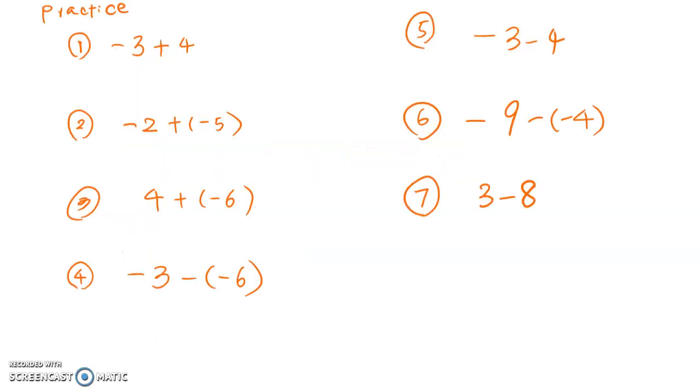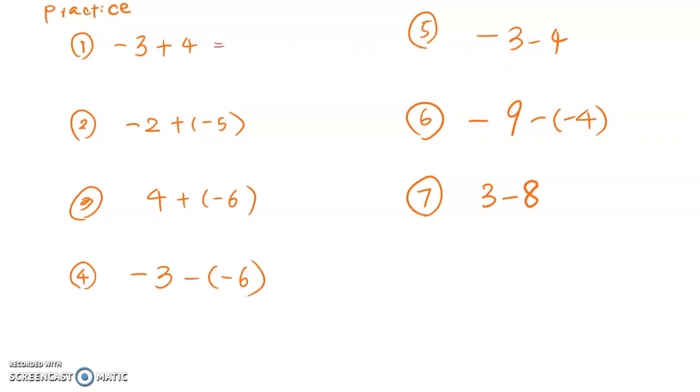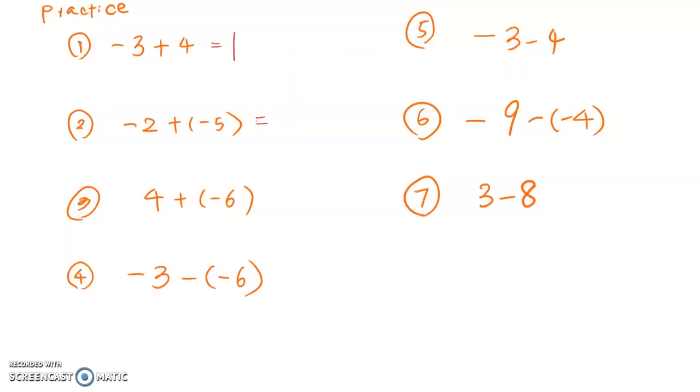Okay, now I want you to pause the video and work on these 7 problems. And I will review the answers in 3, 2, 1. Okay, let's go. Number 1, negative 3 plus 4, the answer will be positive 1. Negative 2 plus negative 5, they have the same sign. So adding two numbers with the same sign, keep the sign and add the absolute values. Negative 7. Here is negative 2. We will use this sign and subtract.